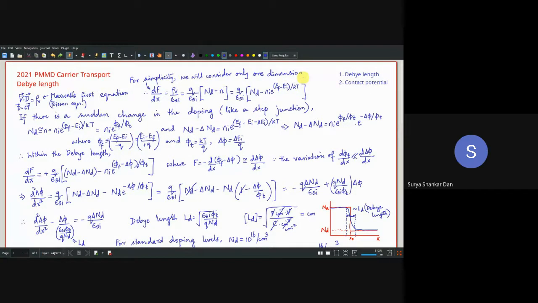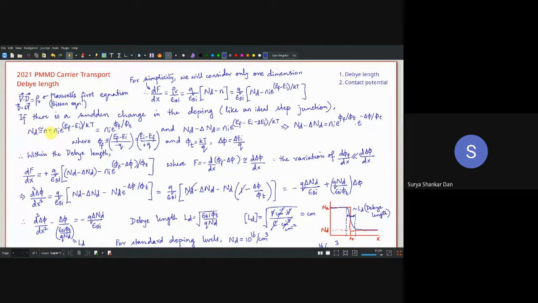Now, if there is a sudden change in the doping, like a step junction, the one which I have been explaining. Now, if it is an ideal one, so let me just add another word here, like an ideal step junction. So if it is an ideal step junction, you will expect that ND will be approximately equal to Ni. This makes sense, right?